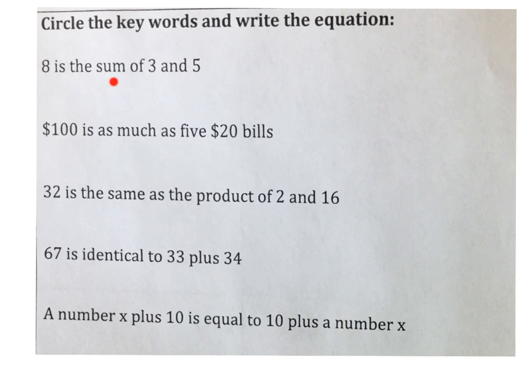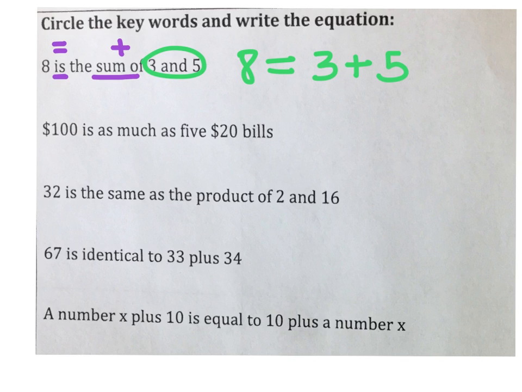It says 8 is the sum of 3 and 5. Well, I see a couple key words. Is is a new one that we just learned. Remember, is a lot of times can mean equals in math. Okay, so it says 8 is the sum of. I know the sum of means I'm adding. Let's go through and see what it says. It says 8, and then it says is, so I'll put equals. The sum of 3 and 5, so it means I'm adding those two. All right, so I just wrote an equation for that sentence.